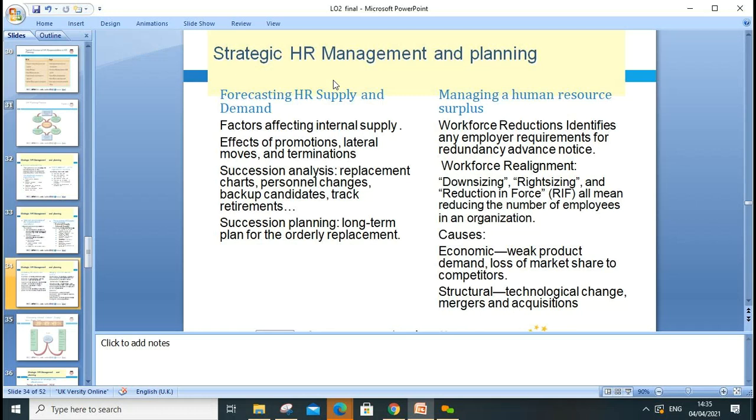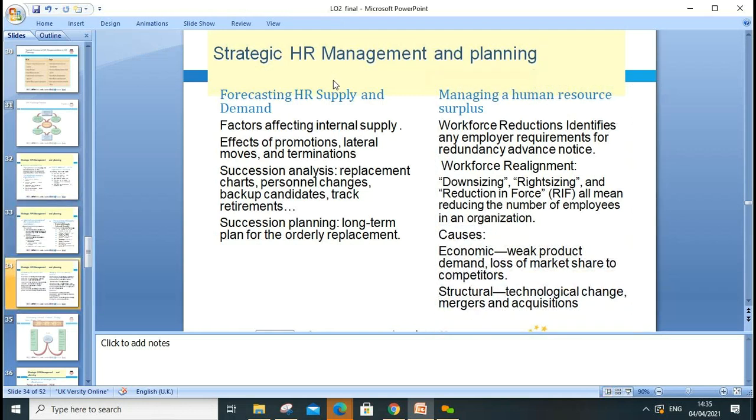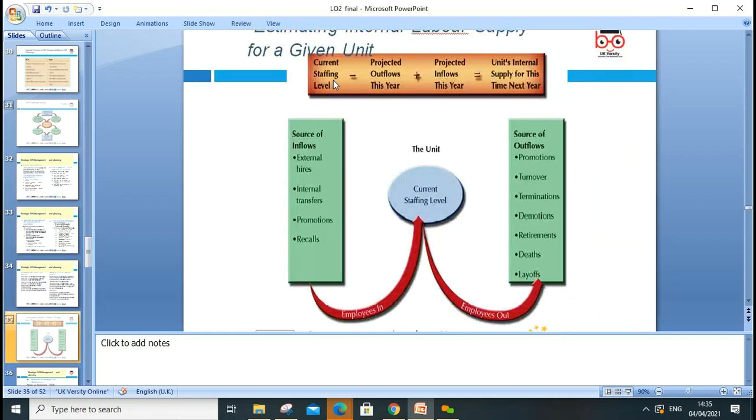Managing HR supply and demand, and managing human resource surplus and downsizing, which we mentioned, means a reduction in force, reducing the number of employees. All of these can be caused by an economic downturn, like the one at the moment due to COVID-19, if we have surplus employees.